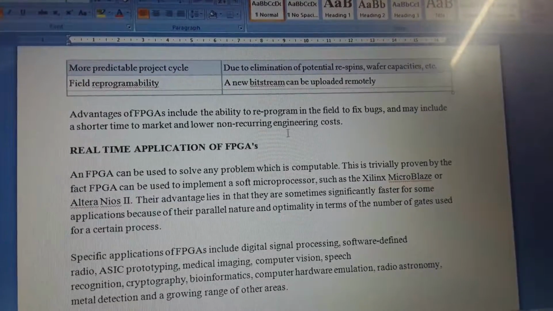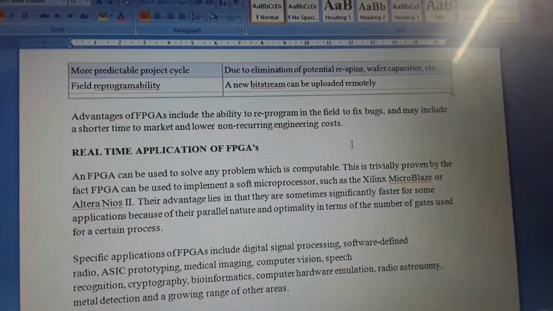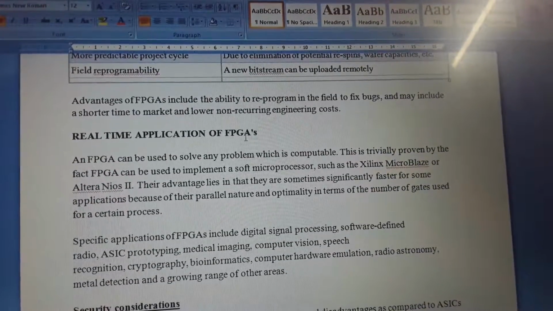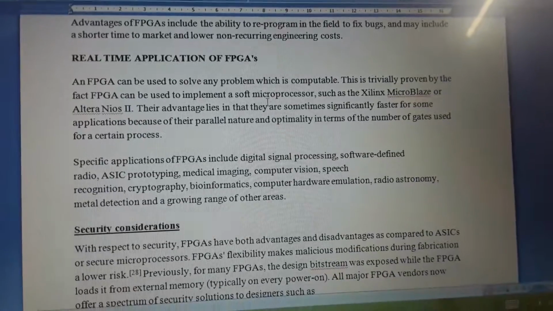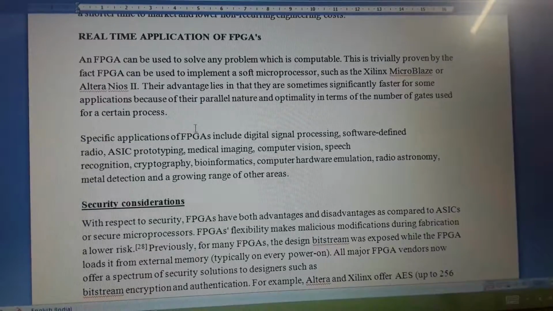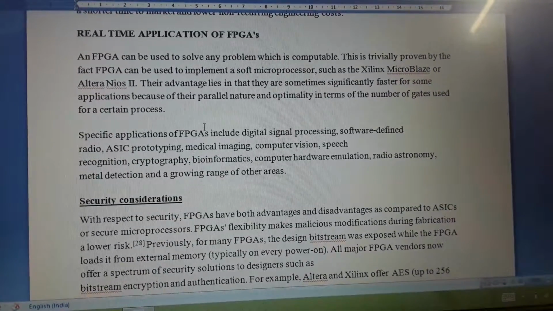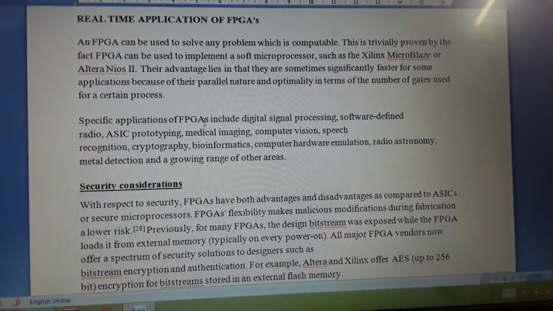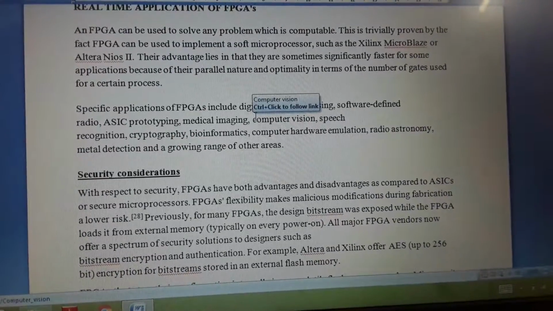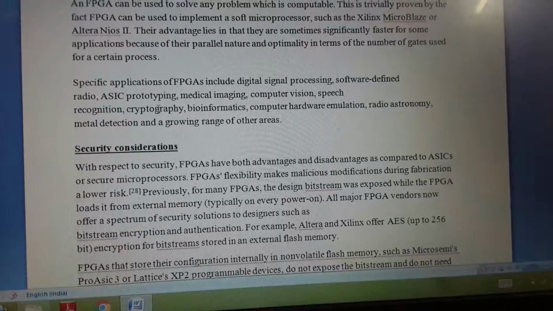These include the ability to reprogram in the field to fix bugs, and may include a shorter time to market and lower non-recurring engineering costs. The real-time applications of FPGAs are used to solve any problem which is computable, and it is proven that an FPGA can be used to implement a soft microprocessor such as Xilinx MicroBlaze or Altera Nios 2.